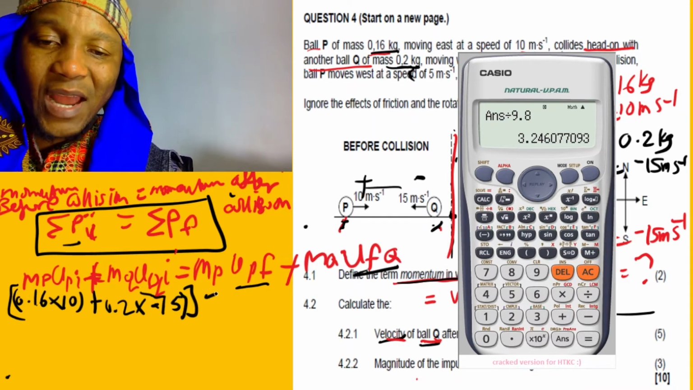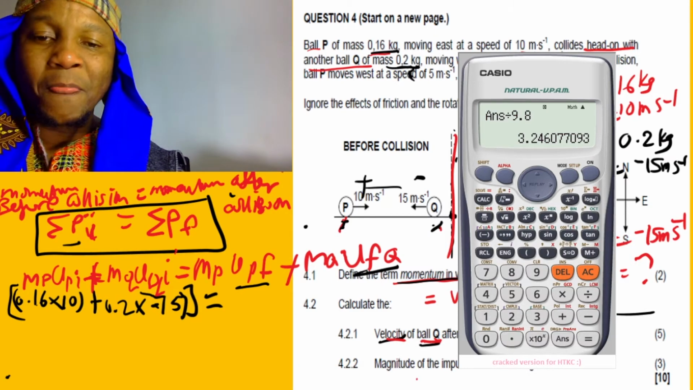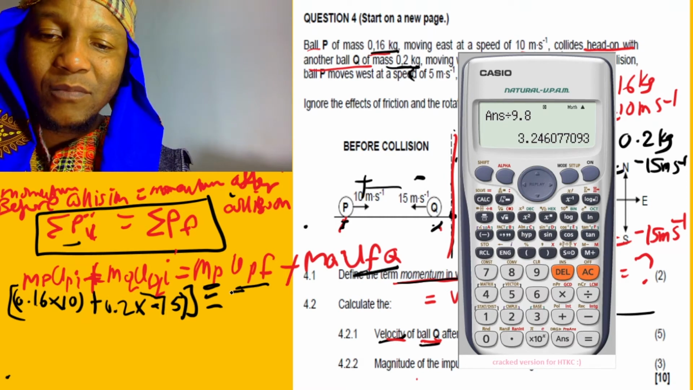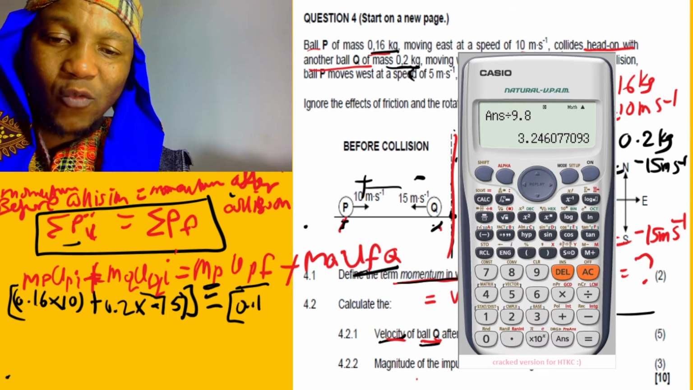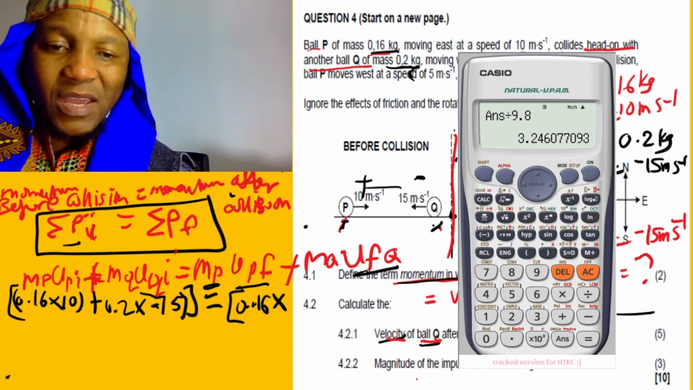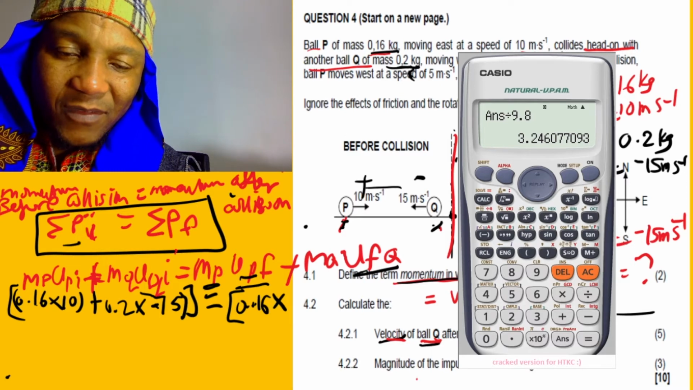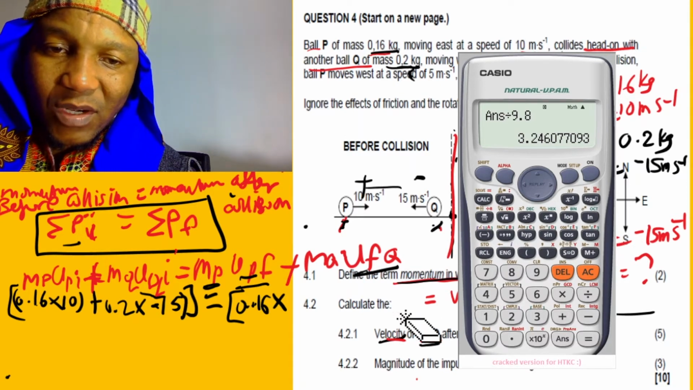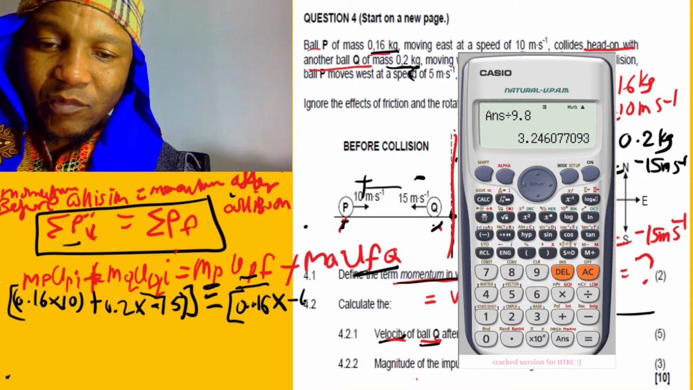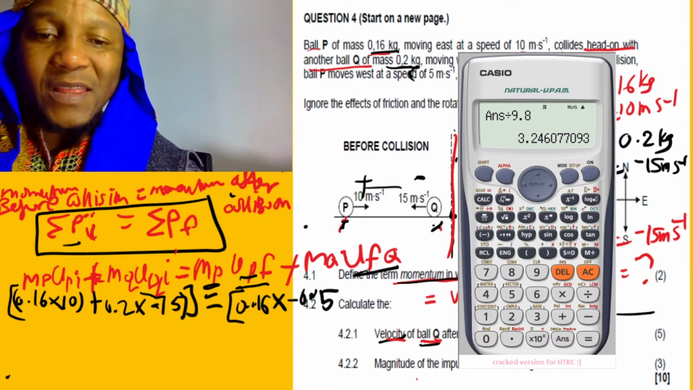So we're going to get something here now. Let's go to the final velocity. For final velocity, mass of P we have 0.16 times velocity final of P, which is equal to this one here, but it's negative because it moves to the left. So negative 0.5.